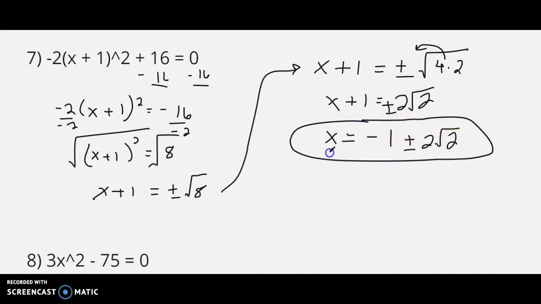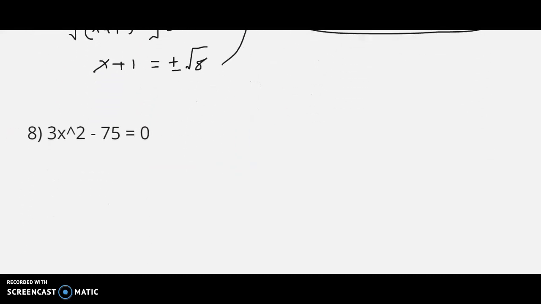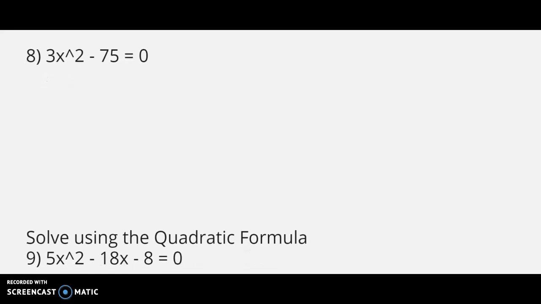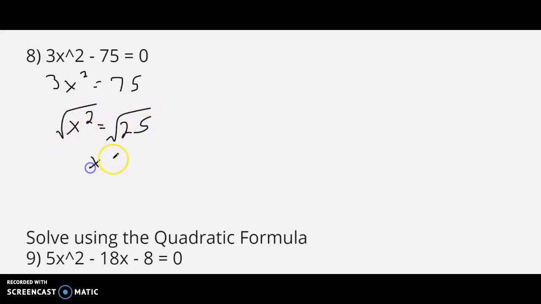Okay. So here we just continued our formula here, finding square roots. Just solve quadratics by finding square roots. That's all we're doing. Let's check out number 8 here, and then we'll turn to the quadratic formula. We're going to add 75 to both sides. Divide by 3. 75 divided by 3 is 25. We're going to take the square root. x is equal to 2 answers, plus or minus 5.